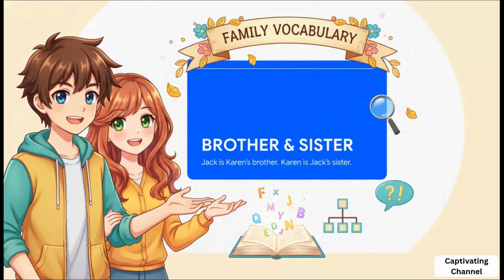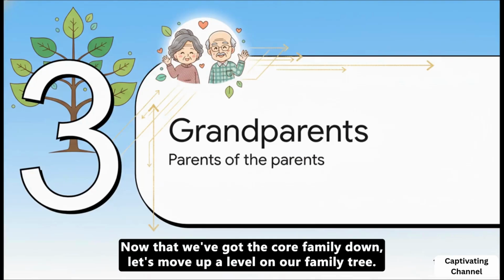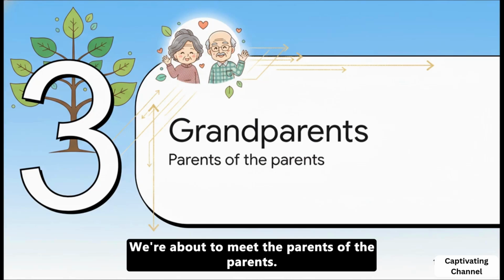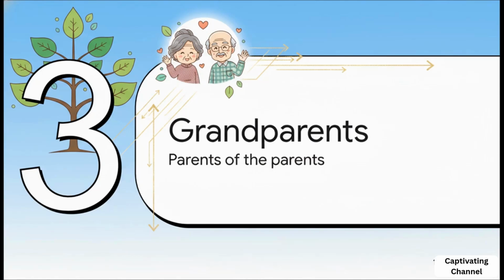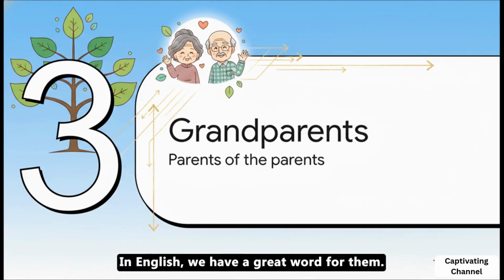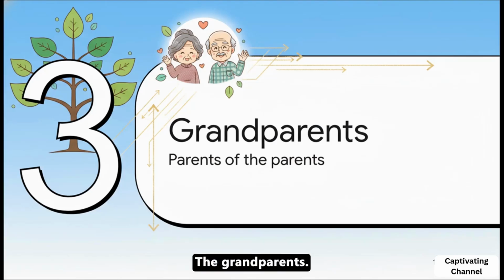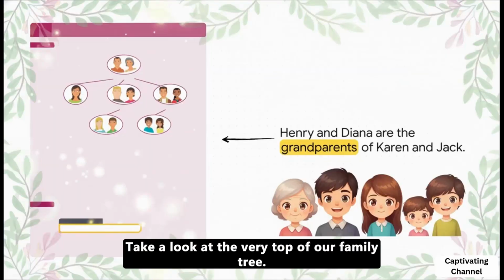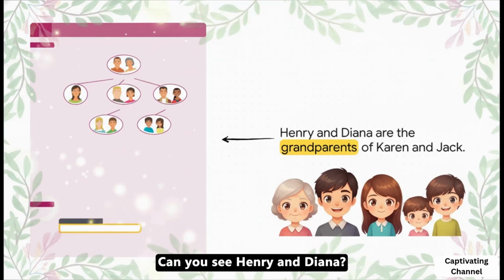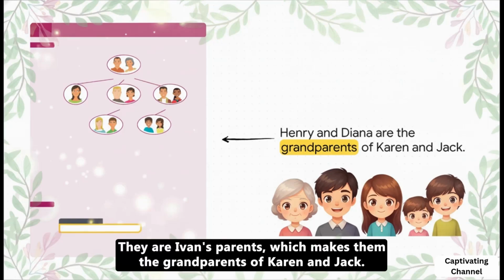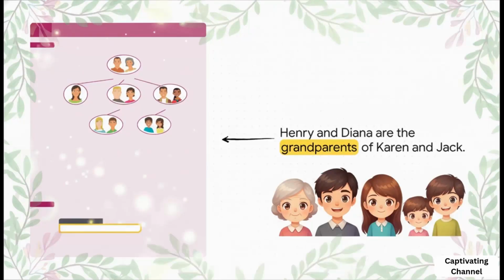Easy enough, right? Awesome! Now that we've got the core family down, let's move up a level on our family tree. We're about to meet the parents of the parents. In English, we have a great word for them: the grandparents. Take a look at the very top of our family tree. Can you see Henry and Diana? They are Ivan's parents, which makes them the grandparents of Karen and Jack.